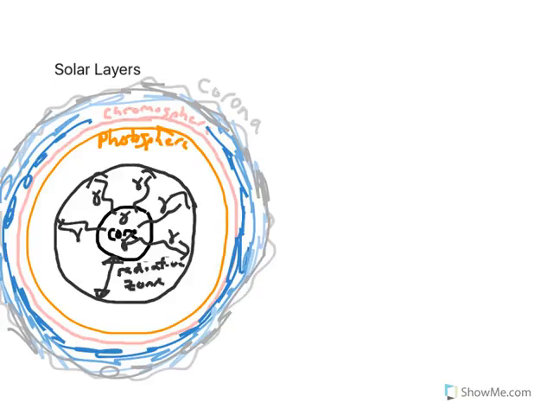Just above the radiative zone, but below the photosphere, is a region called the convective zone.